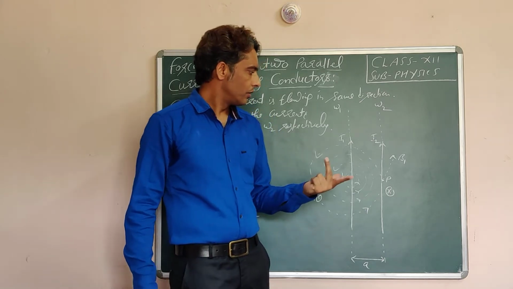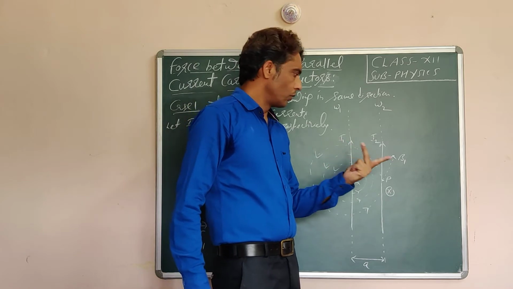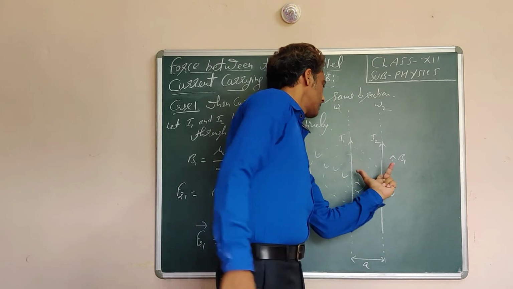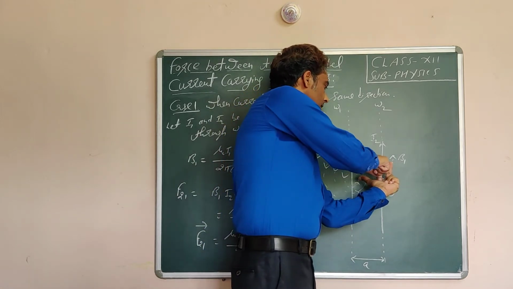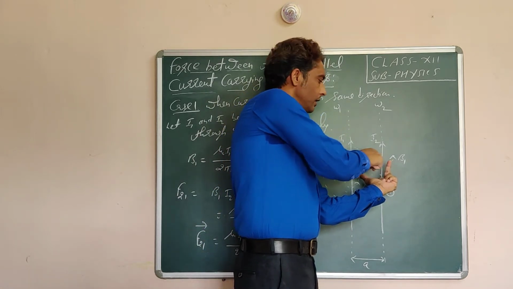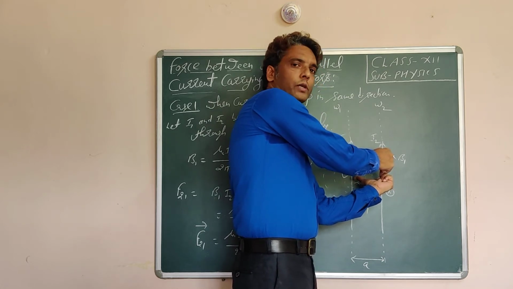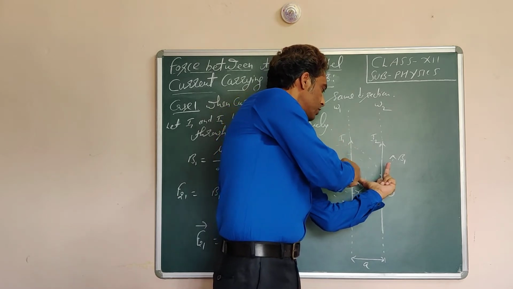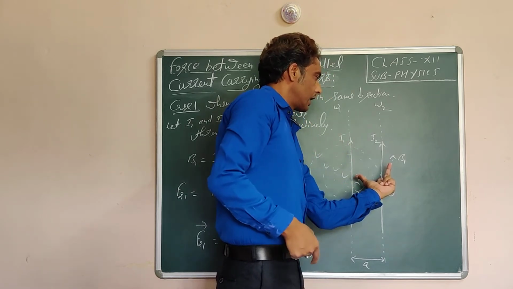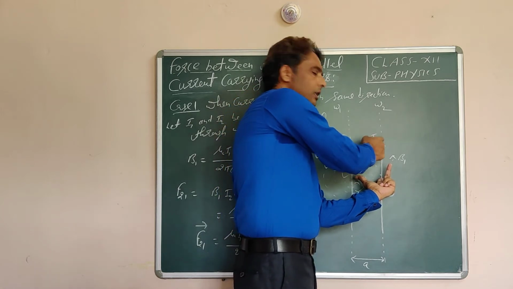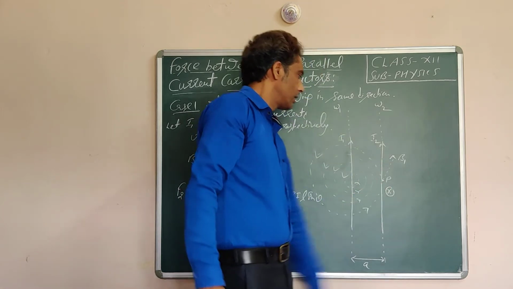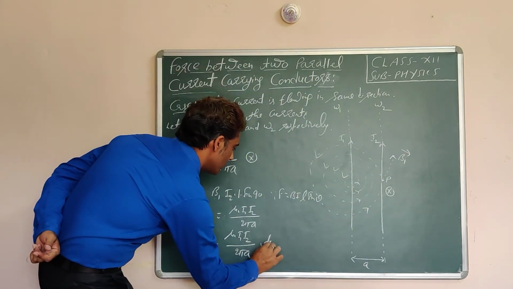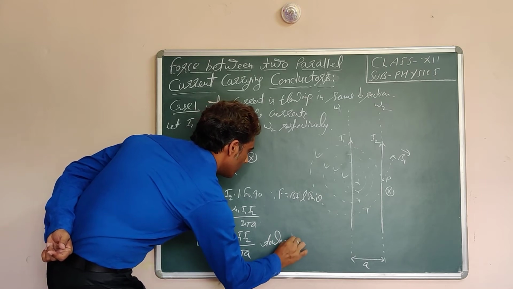the thumb. So if I apply this rule here, this finger will point in the direction of B1, that is, this finger is representing the direction of magnetic field, this finger is representing the direction of current, and the direction of force is given by the thumb. So you can see the direction of thumb is toward left, means the direction of force on this conductor is toward left. So this is F21. So we write toward left.